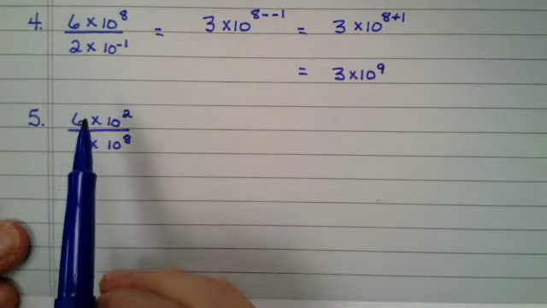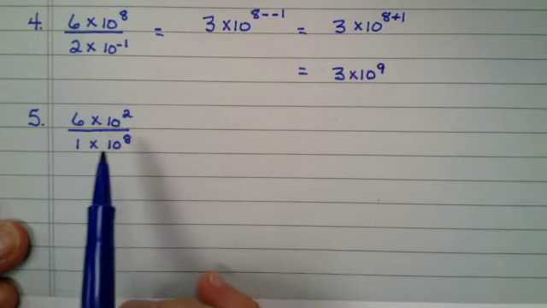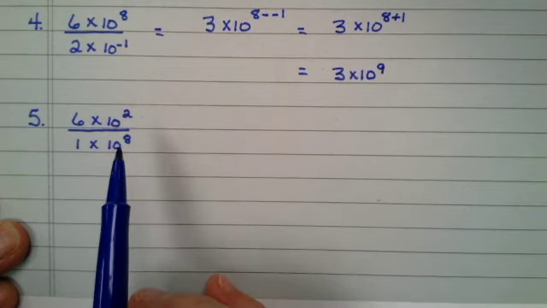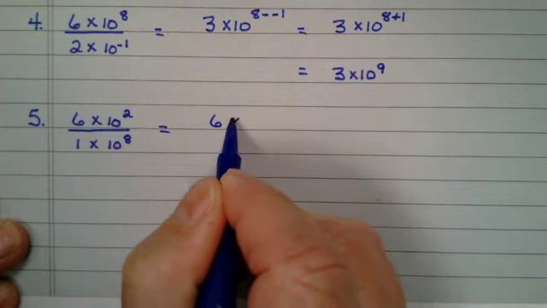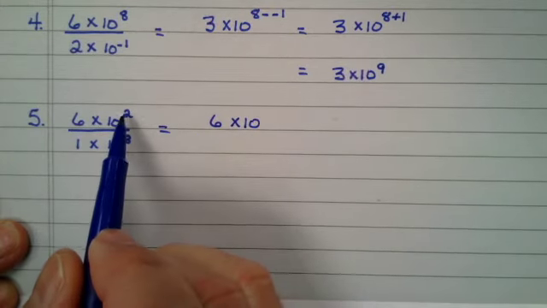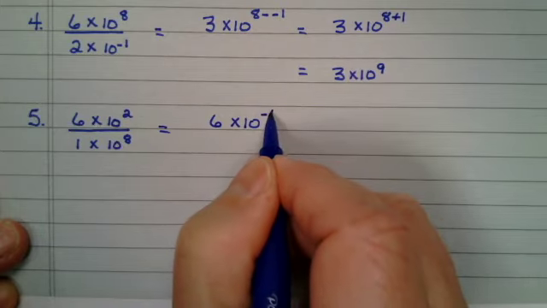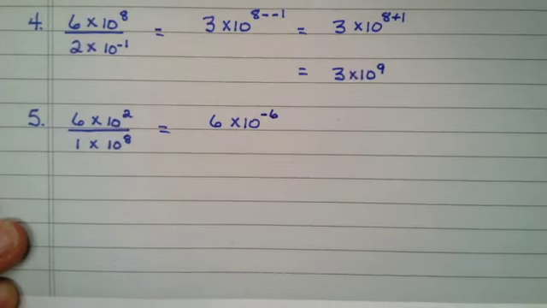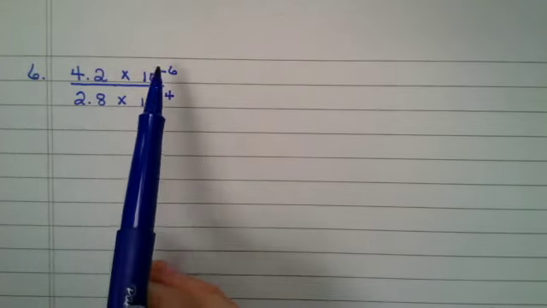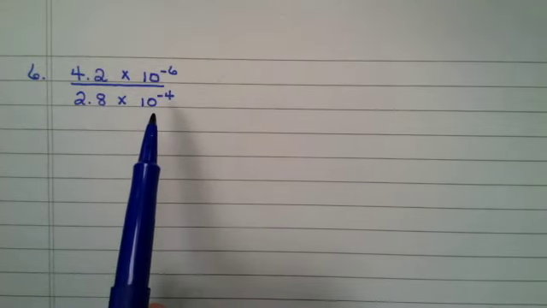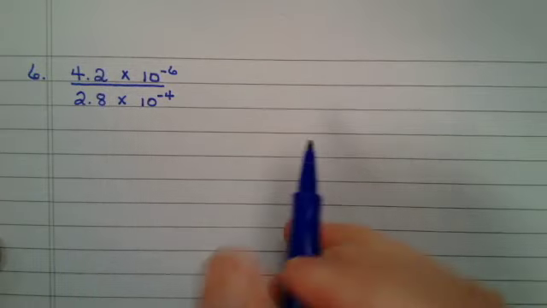Example 5. When we divide in scientific notation, these numbers get divided, these numbers get subtracted. 6 divided by 1 is 6 times 10. 2 minus 8 is negative 6. When we divide in scientific notation, these numbers get divided, these numbers get subtracted. We have to remember how to divide numbers that are decimals.